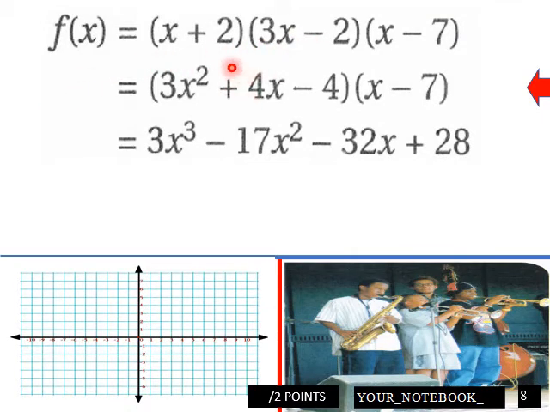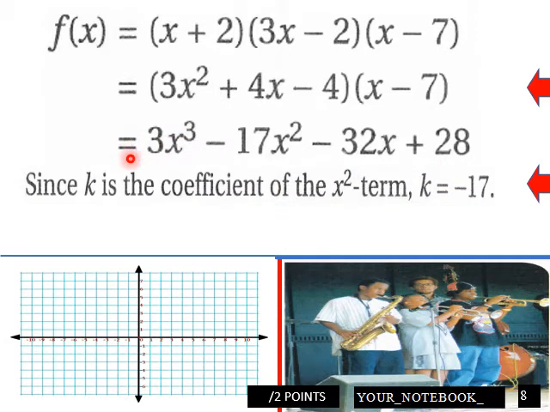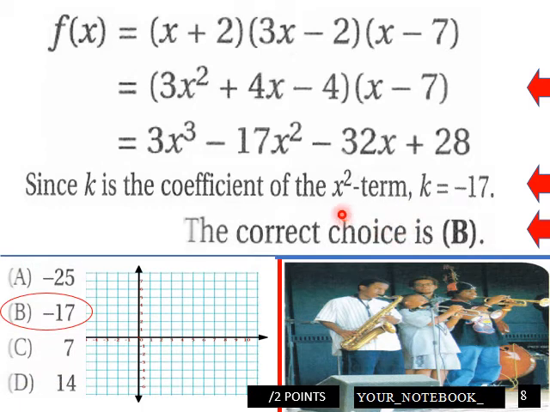So we plug that back into our original. We get 3x cubed minus 17x squared minus 32x plus 28 would be that here. x minus 7, then we multiply the two binomials together that we know of, and then x minus 7 here. And then when we get that, we get this polynomial there. So x squared minus term k would equal negative 17. Since k is the coefficient of the x squared term, k would equal negative 17. So this would be the correct solution to that question. The correct choice will be B here.